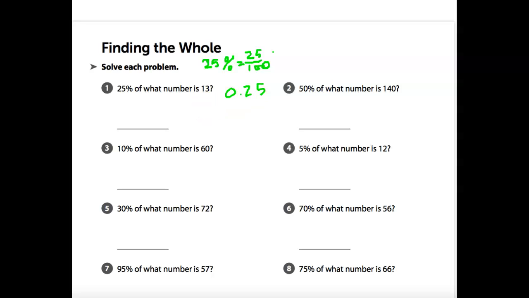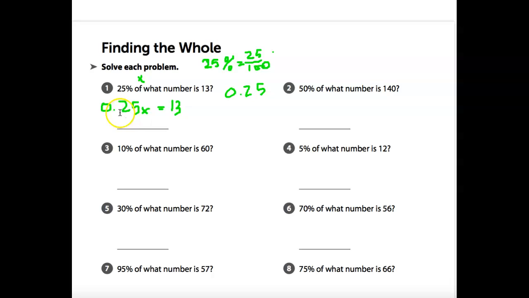Now this is a little bit different though. We are going to say 0.25 times, remember in multiplication, of means times, and then we're just going to put a variable in here for what number. We can use any variable, so we can just use x. That would be fine. 0.25 times x is 13. 25% of what number is 13?